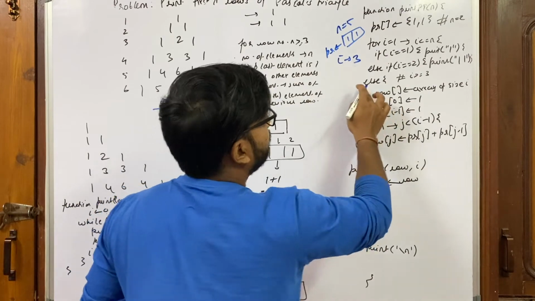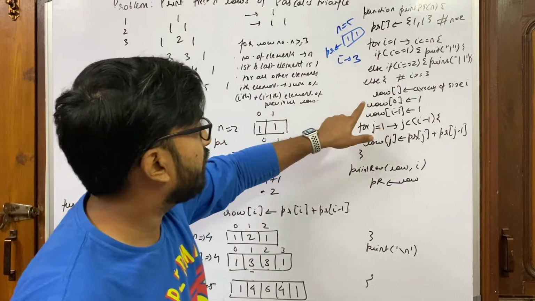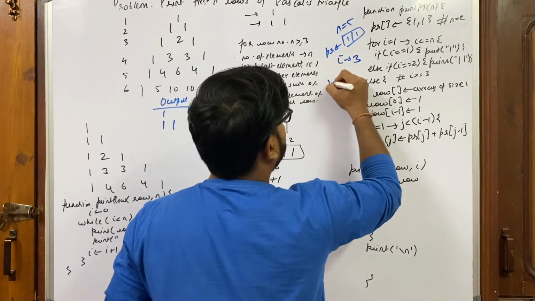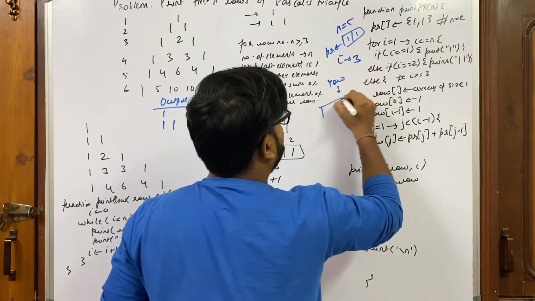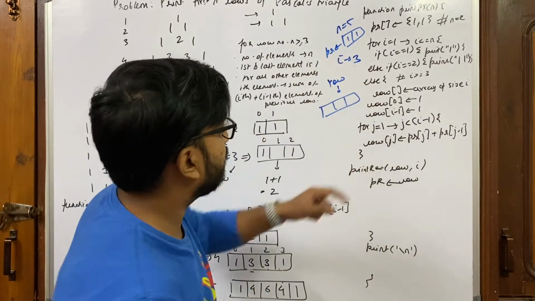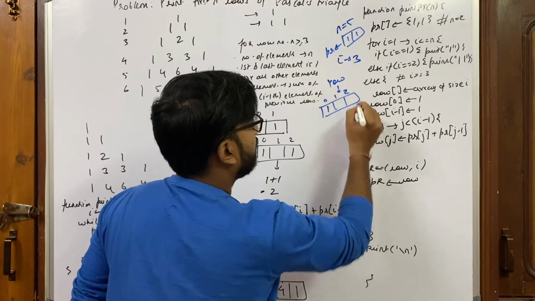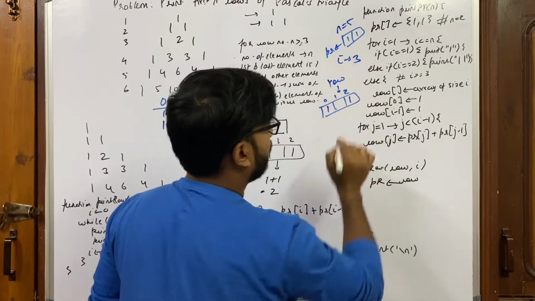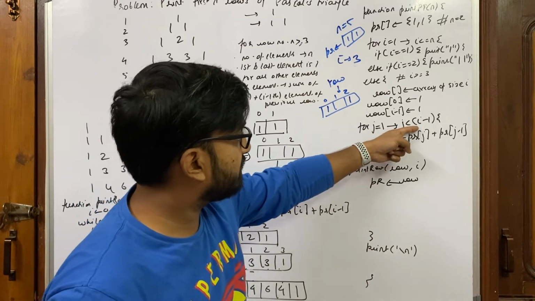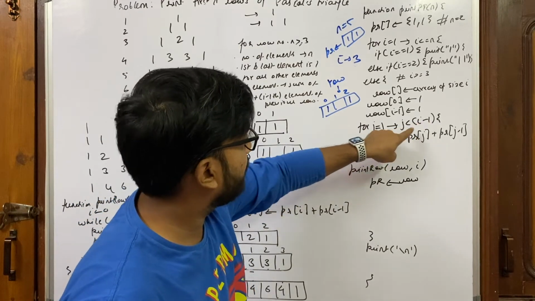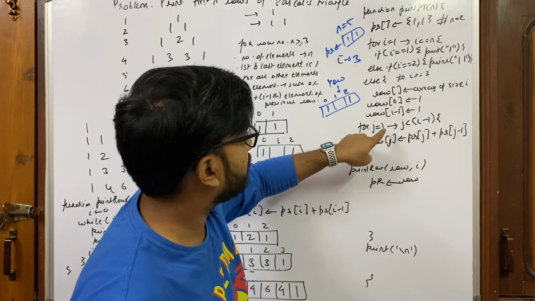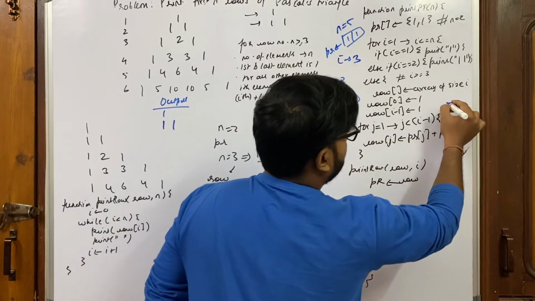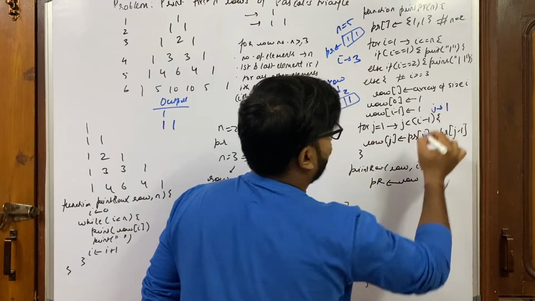For this we use the else part. In the else part we create a row with size I, so row is now of size 3. Row 0 is 1, and row I minus 1, row 3 minus 1, row 2, is 1. For j equal to 1 till less than I minus 1, so starting from 1 till less than 3 minus 1, that is 2, so it takes only the value 1.